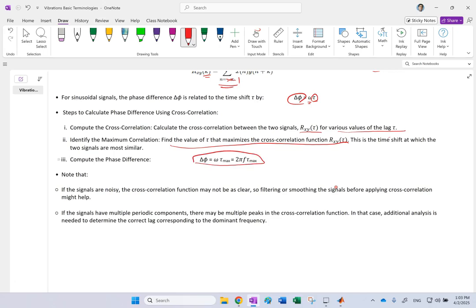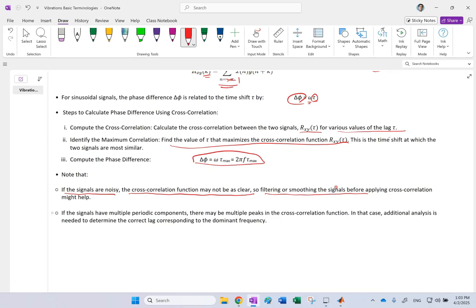Now, two things before we look at the MATLAB code about this method. If the signals are noisy, cross correlation will not be an amazing tool, and it's not going to have a clear maximum. So before you use cross correlation on noisy signals, you might want to first do some filtering, remove high frequency signal, and smooth the signals before you apply cross correlation so you can get a clear maximum.